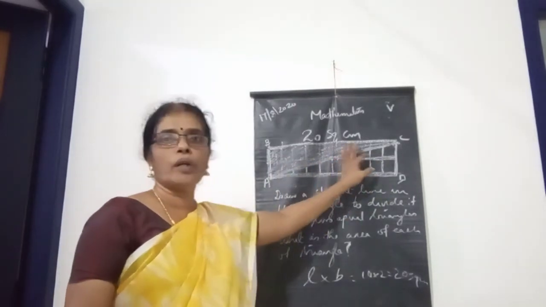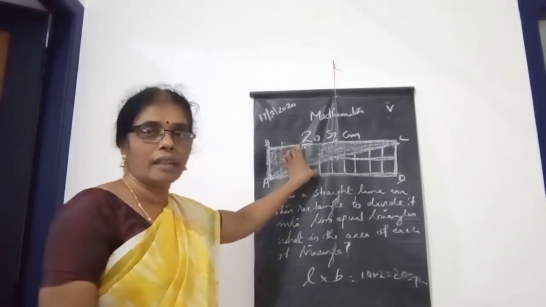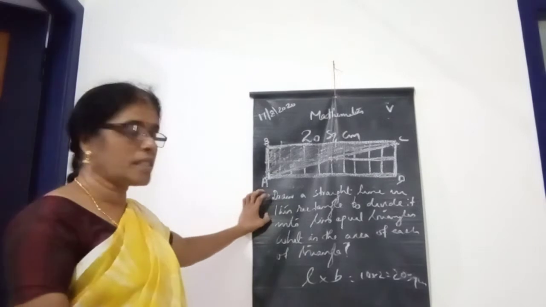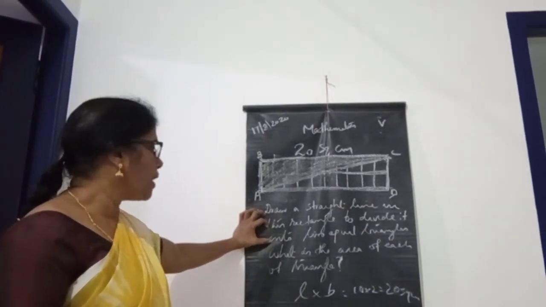This straight line is going through the center, so we will get two equal triangles. Okay, then the first question is: draw a straight line in this rectangle to divide it into two equal triangles.